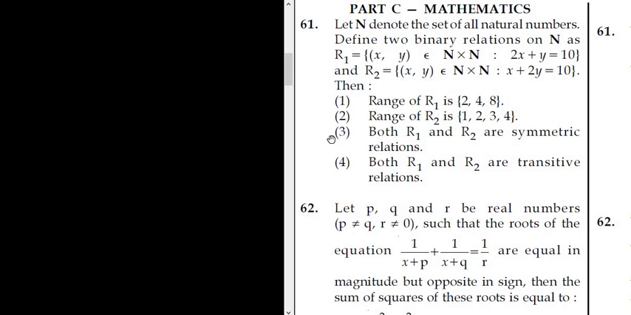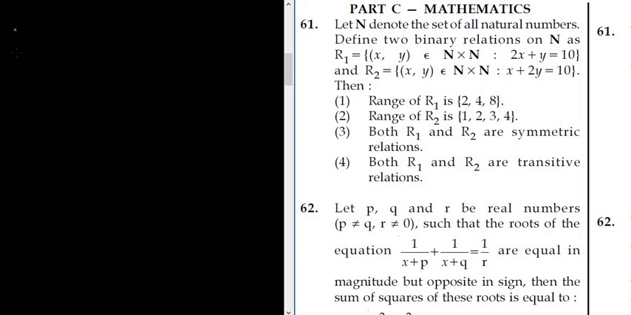Hey everyone, this problem is from the JEE Main math portion, the online version. It's on their website. It's 2018. So number 61. N is the set of natural numbers, and it says define two binary relations on N as follows. I'm going to go ahead and write these down over here.